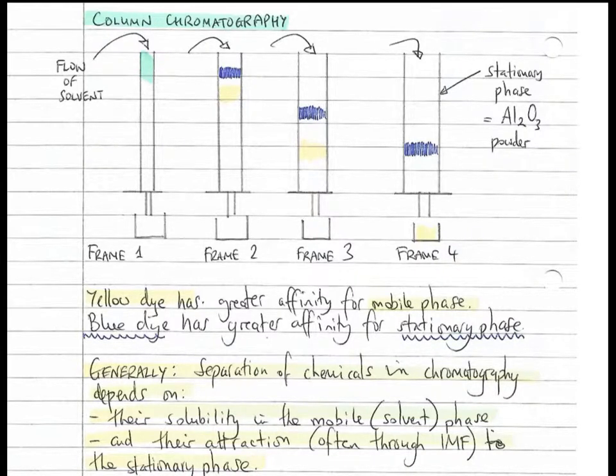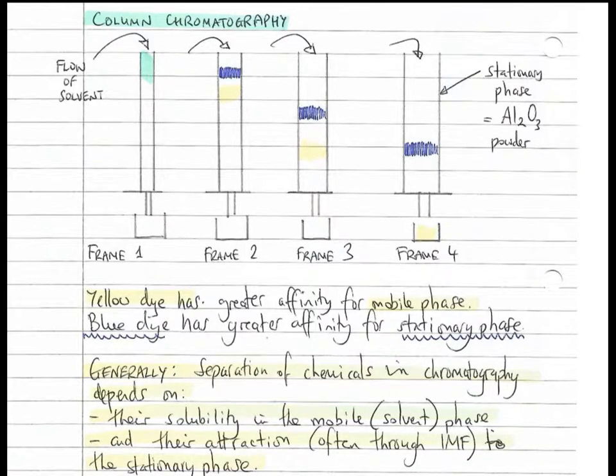You can start to see that as we put more and more solvent down here, the yellow dye can move more quickly down the column, whereas the blue one takes longer to get down there because it doesn't bind so well to it. Perhaps its intermolecular forces are weaker with the mobile phase. After several frames we carry on adding the solvent. Eventually in frame 4 the yellow dye has been collected in the beaker, and the blue dye has not been collected yet. We could carry on perhaps another 2 or 3 frames, and eventually we would collect the blue dye.